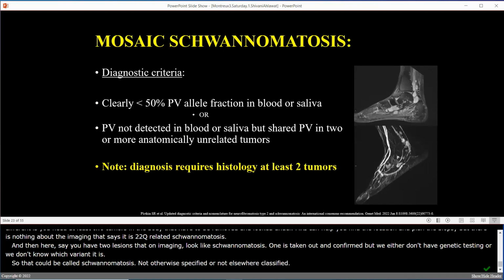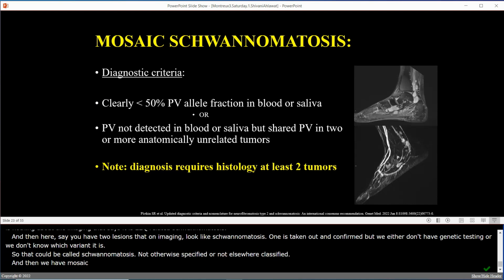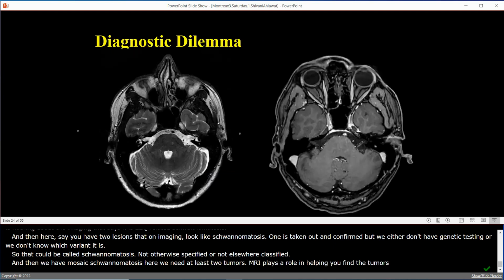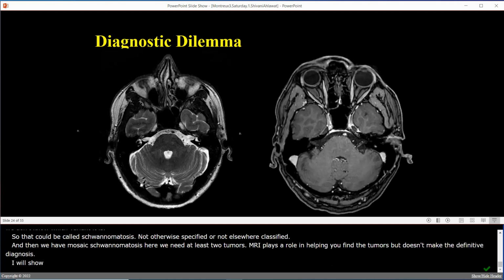And then we have mosaic schwannomatosis. Here again, we need at least two tumors. So MRI plays a role in helping you find the tumors, but it doesn't make the definitive diagnosis. I'll show you at least two scenarios where it's still tricky for radiologists and doctors taking care of this population.